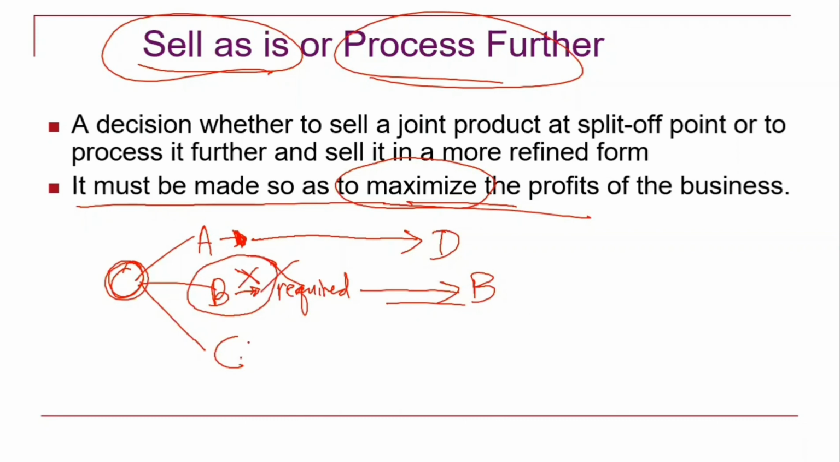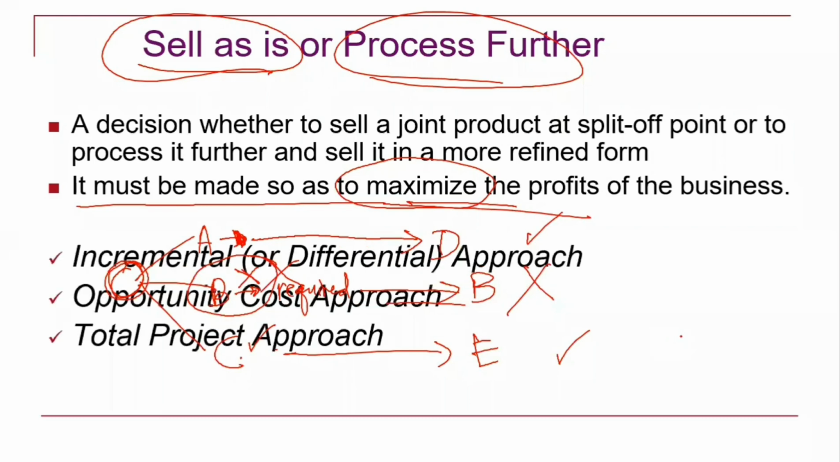So kung si C, saleable at split off point, ibig sabihin, pasok din siya sa decision whether to sell as is or process further para maging product E. So yun. Again, hindi applicable kay B, applicable kay A at saka kay C, yung decision to sell as is or process further. So we have several examples later.